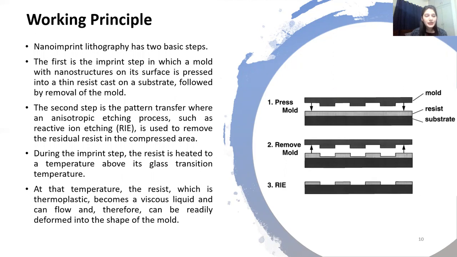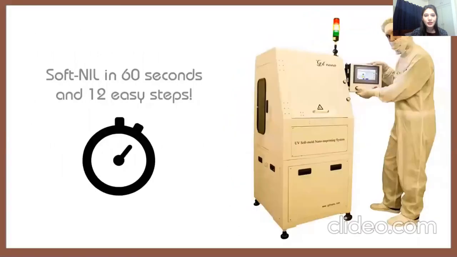During the imprint step, the resist is heated to a temperature above its glass transition temperature, and at that temperature, the resist, which is thermoplastic, becomes a viscous liquid and can flow, and therefore can be readily deformed into the shape of the mold. The resist viscosity decreases as the temperature increases. Here is a short video on the working of nanoimprint lithography technology.